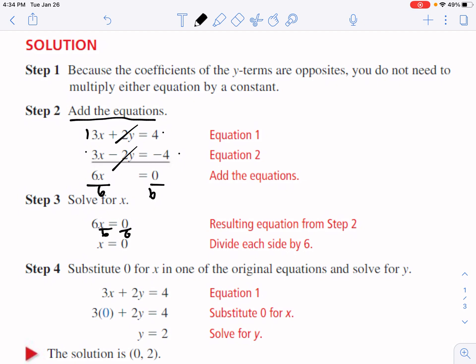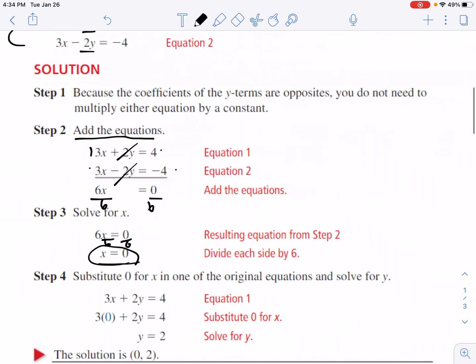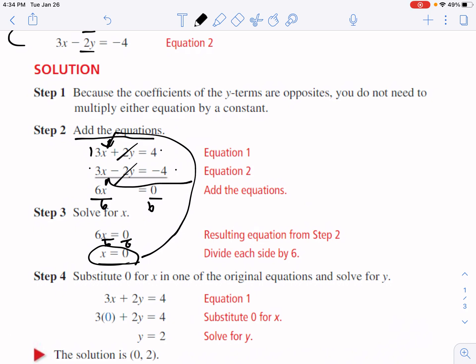And then 0 divided by anything, we would get x equals 0. So now I have at least the first part of the solution, the x-coordinate of the point that I'm looking for. Then, just like what we did in substitution, we would take this value and substitute it back into either one of the original equations, it doesn't really matter, and then solve for y.